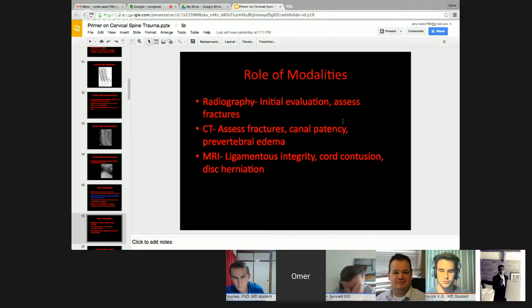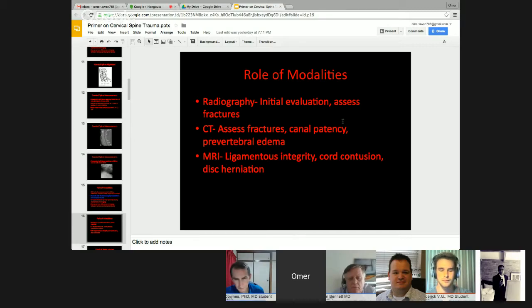MRI is really good for the ligaments. When we have ligamentous injury, we can't see that on an X-ray or a CT, but we can definitely see the anterior longitudinal ligament, posterior longitudinal ligament, the ligamentum flavum, interspinous, supraspinous, ligamentum nuchae, the alar, apical, and transverse ligaments, all the ligaments that are necessary for adequate function of the cervical spine, on an MRI. We can see cord contusion or increased T2 signal within the cord itself.